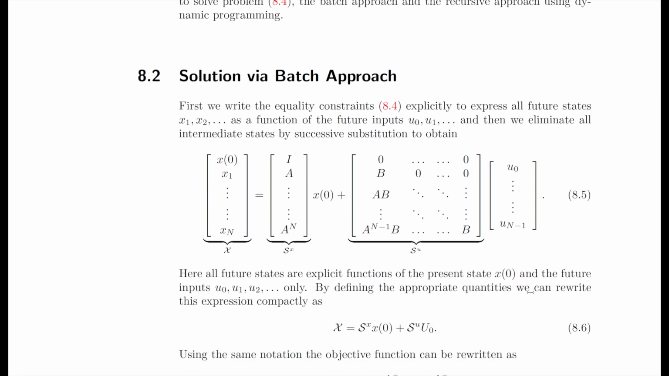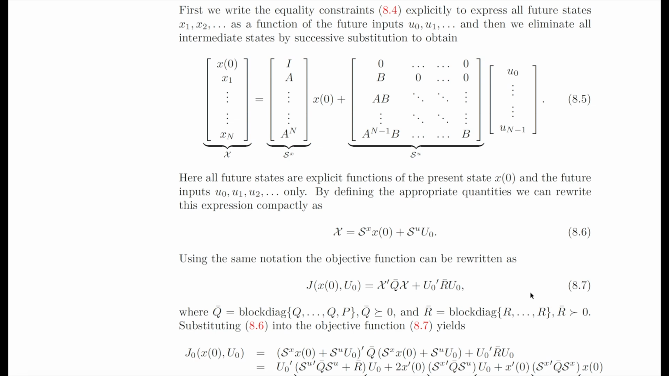So here, as we see, all the future states are explicit functions of the present state, so the initial state here, and the future inputs that we will apply, so u0, u1, and u2.